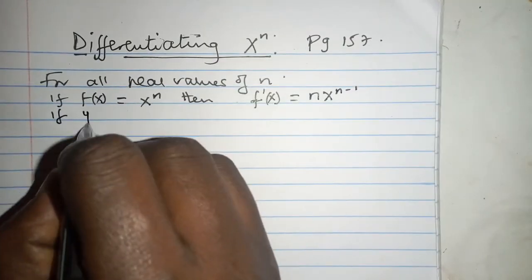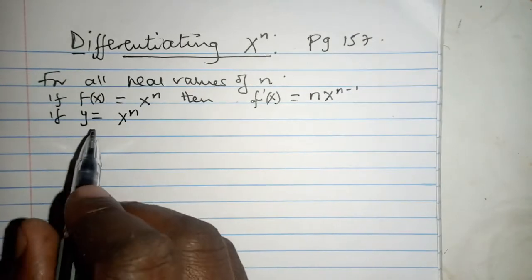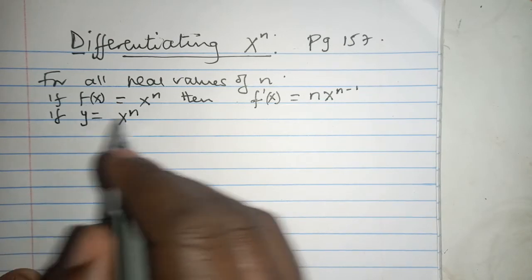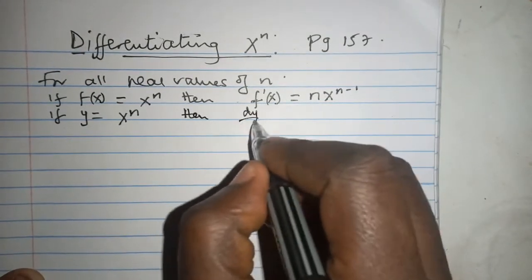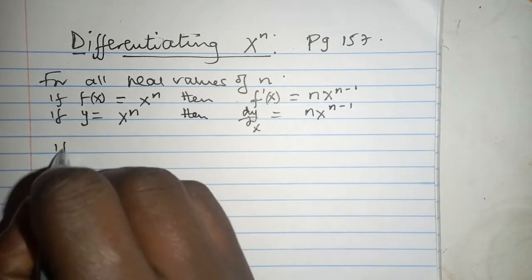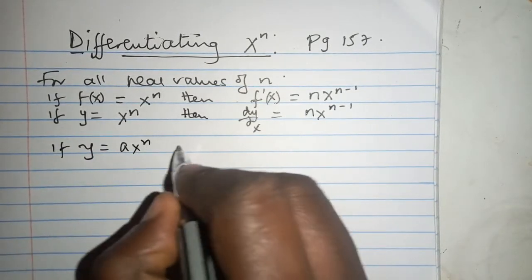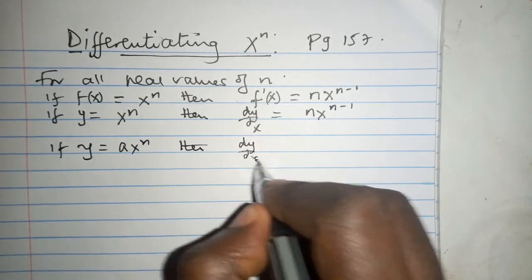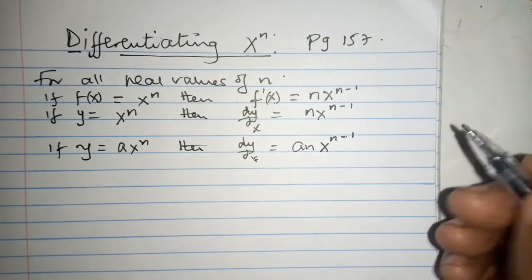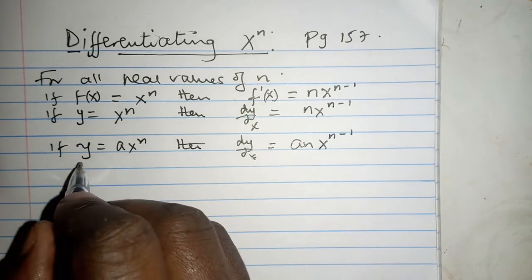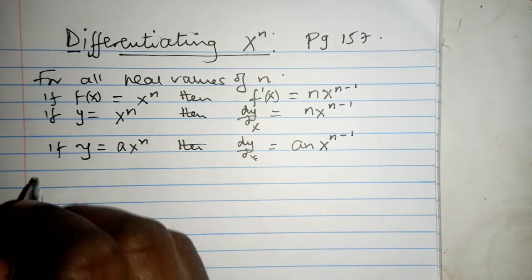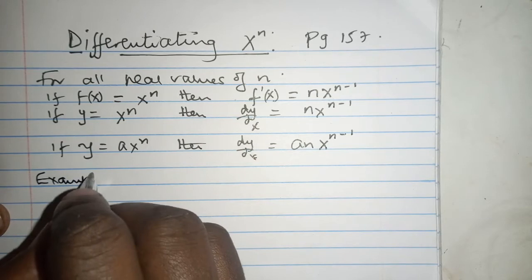And it's the same thing if y is equal to x raised to power n, because most of you may not be familiar with the function of x. The function of x means simply y. Then dy dx is n x to the n minus 1. It's one and the same thing. And if y is equal to a x to the n, then dy dx is a n x to the n minus 1. So it doesn't matter whether we have y equals anything or f of x equals anything. It simply means one and the same thing.